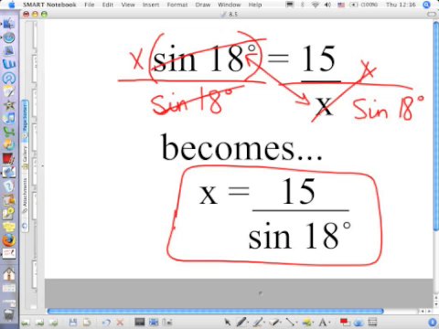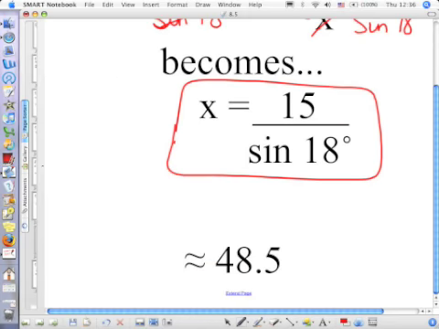We'll read it. It says 15 divided by sine of 18. Do we use the shift key? No. So you're going to hit 15 divided by sine 18. For those of you where you have to hit it the other way, you're going to say 15 divided by 18 sine. Okay?